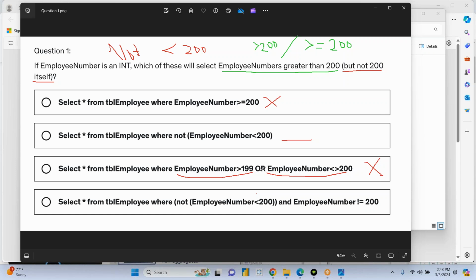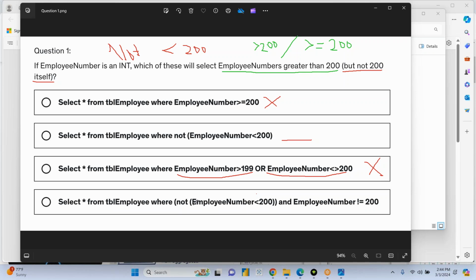Take note, if this is true, fine. If this is true, fine. That's the meaning of or. It doesn't mean this and this must be true. That's the meaning of and. So we've evaluated this side. It will not take 200 because it says strictly different from 200. But this side will accommodate 200. Now it fails on that condition. So this fails.